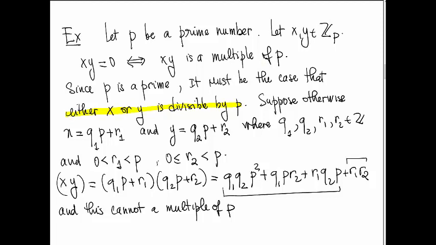Now, this then tells us that either X must be equal to 0 or Y must be equal to 0 in the ring Z_P. So this shows that Z_P is an integral domain when P is prime.